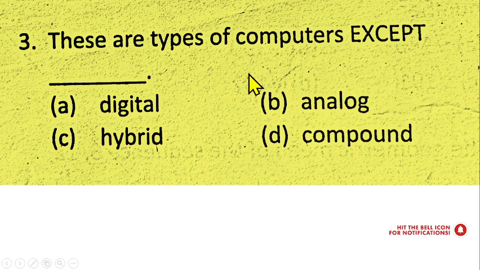Question number 3 is from computer studies, and we know that in further mathematics SS1, students are also to understand the computer. What is being tested in this case is: these are the types of computer except. One of them is not a type of computer, which is the compound computer, so option D.